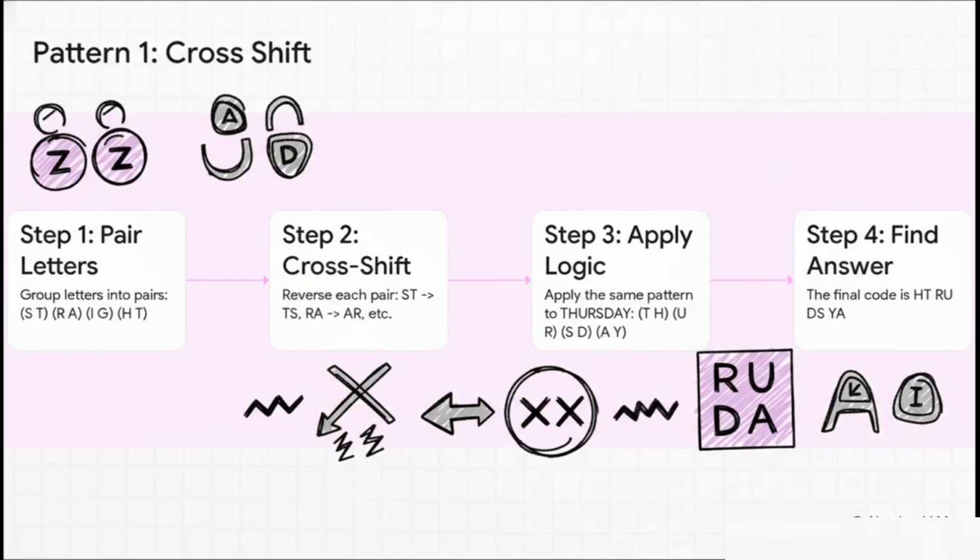Let's break down our very first pattern. We'll call it the cross shift. Take a look at the word straight. If you look closely, the letters are grouped into pairs, and then just flipped. So ST becomes TS, RA becomes AR, and so on, all the way down. See that? Now, all we have to do is apply that exact same logic to the word Thursday. We pair them up, cross them, and we get our answer, HTRUDSYA. See? Once you spot the pattern, the logic is actually pretty simple.